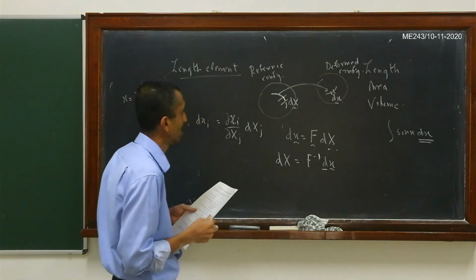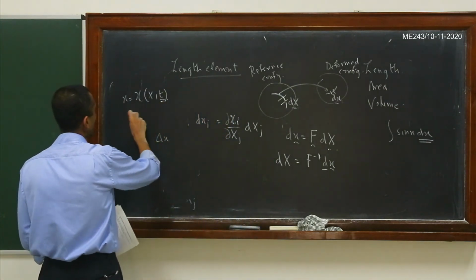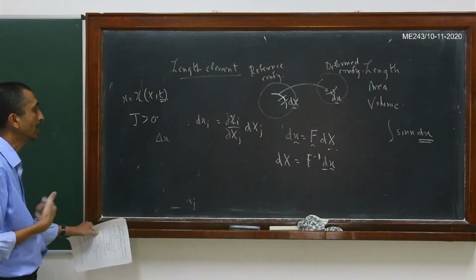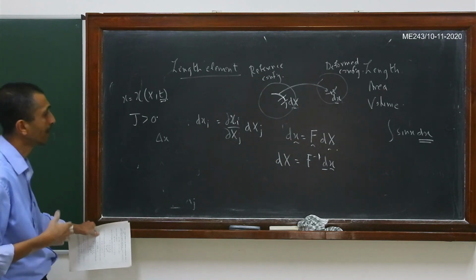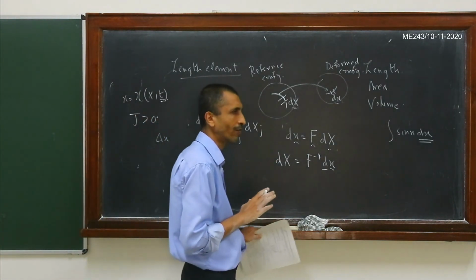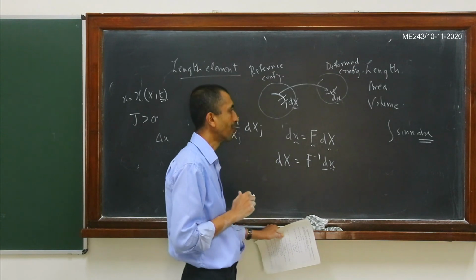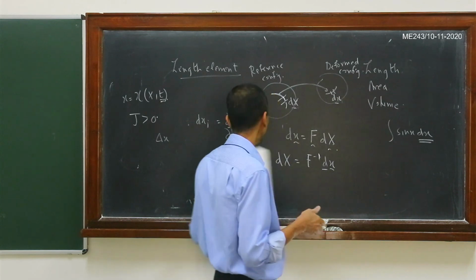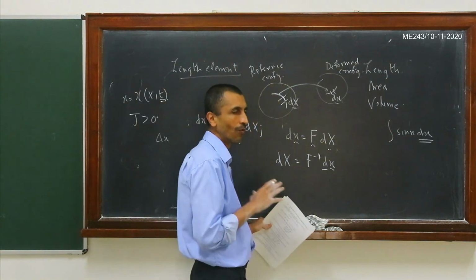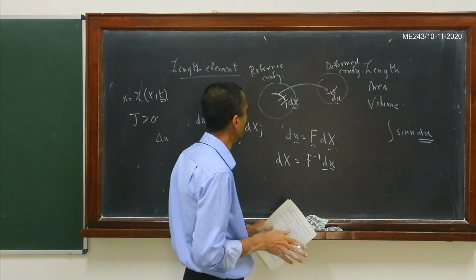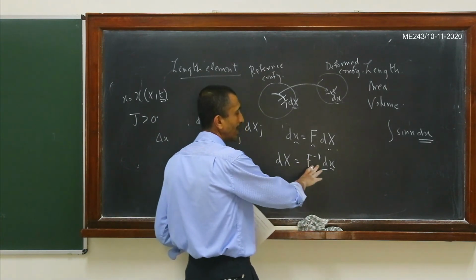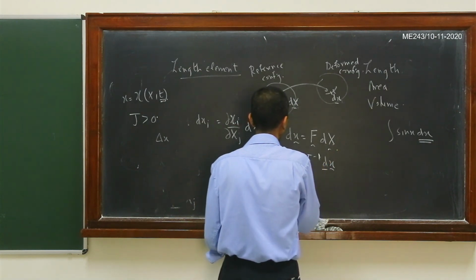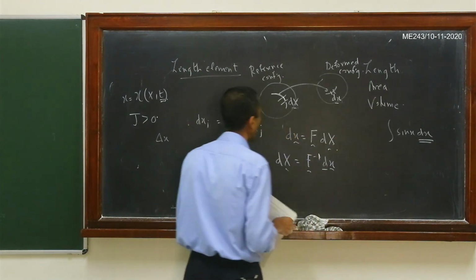We have already said that our J is greater than 0. If your determinant is greater than 0, then F is invertible. Throughout the course, whenever we talk of the deformation gradient, we will always assume that it is invertible. We will not keep on saying that J is greater than 0, hence it is invertible. Once and for all, we will assume that F is invertible, so there is no problem in writing F inverse. So I can always write d capital X as F inverse times dx.